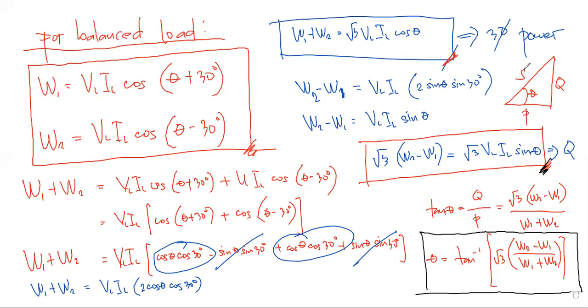And then you can calculate the power factor of the circuit using the readings of the two wattmeters as given, that is square root of 3 times wattmeter 2 minus wattmeter 1, divided by wattmeter 1 plus wattmeter 2. So that's how we calculate the total power of the circuit given the wattmeter readings.